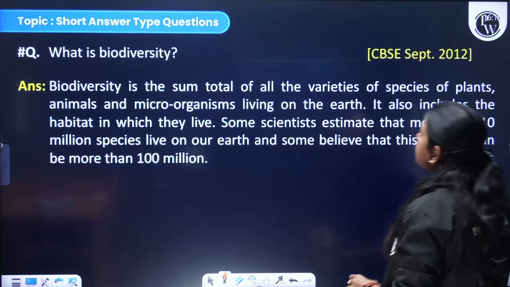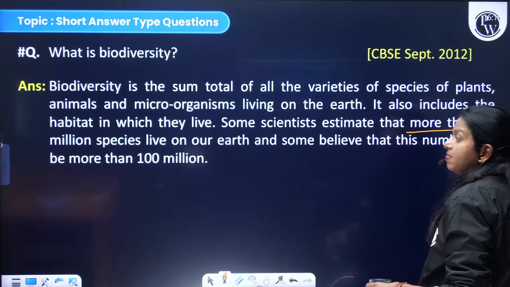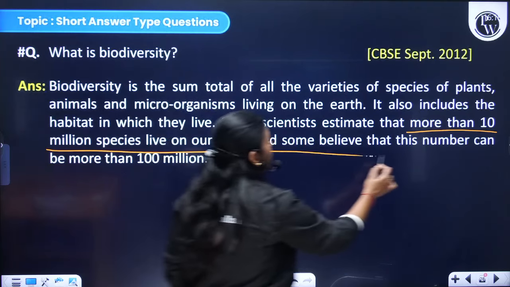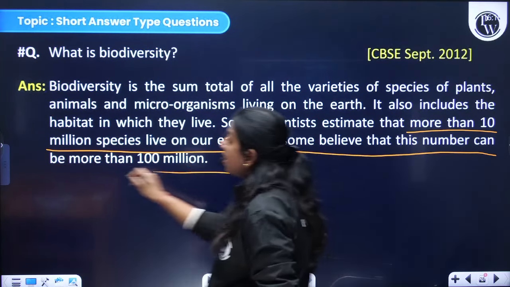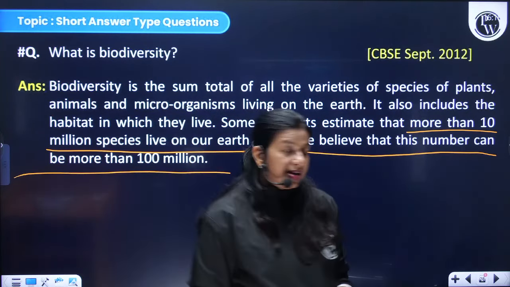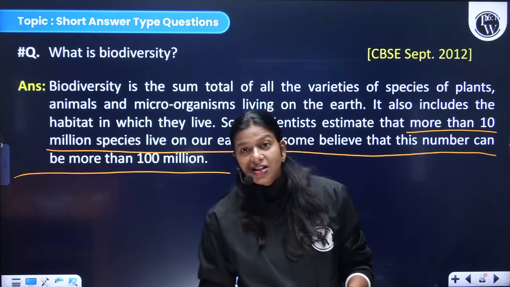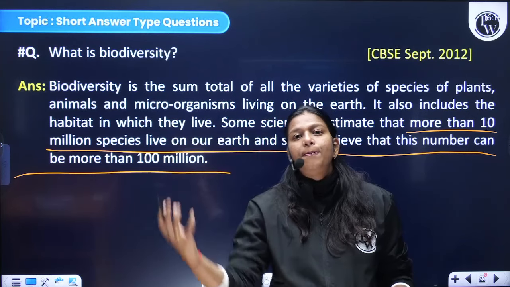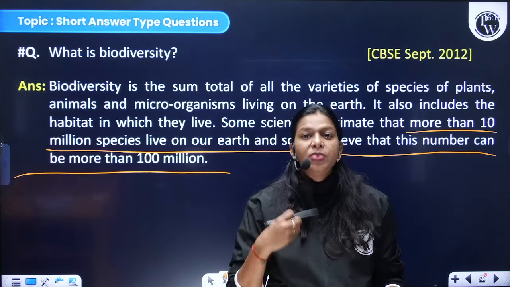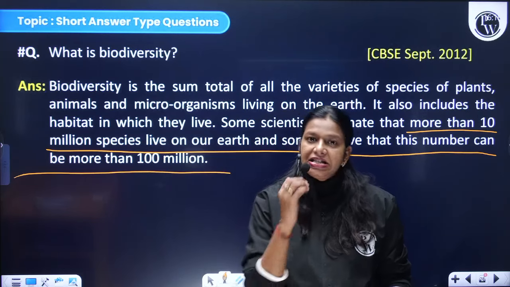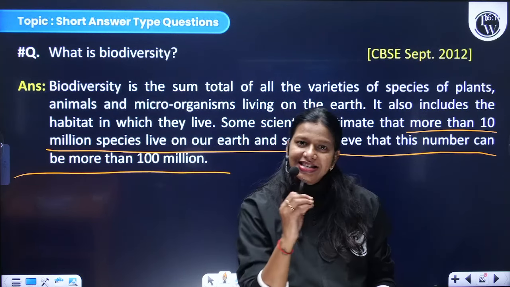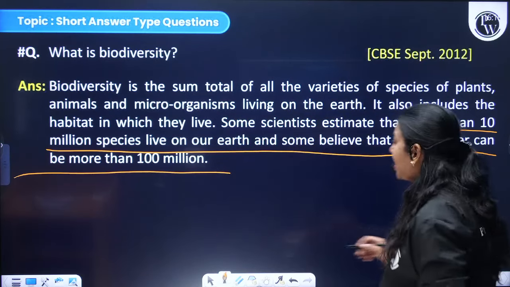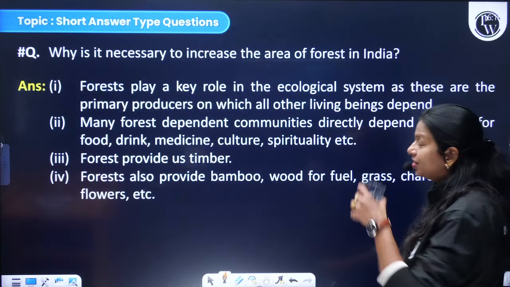Right? Some scientists estimate that more than 10 million species live on our earth, and some believe that this number can be more than 100 million. Why? Because the earth is so big, so diverse, so complex that we human beings with all our technology still have not been able to access every part of it. So, we are uncertain of the number, the diversity that we may find on the earth.